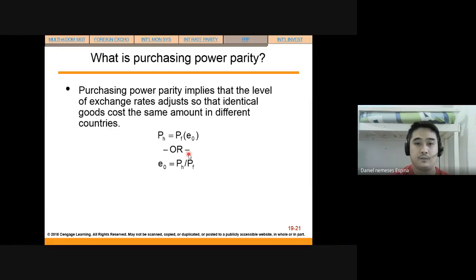So we have this formula. The price in the home country is equivalent to the price in the foreign country multiplied by the exchange rate. To get the spot rate, it is the price of the home country divided by the price in the foreign country.